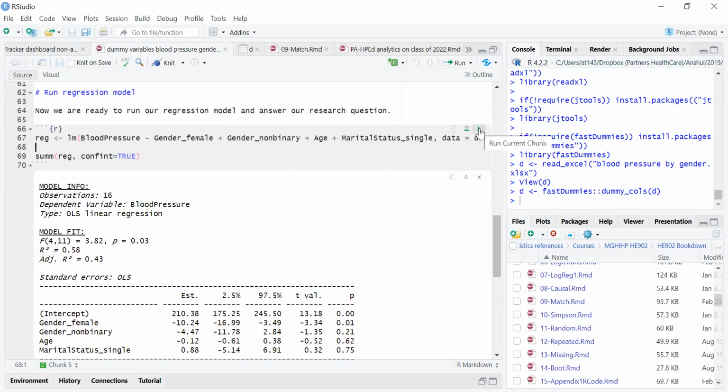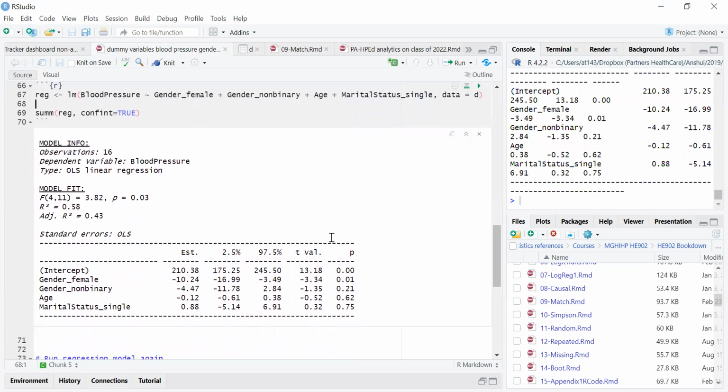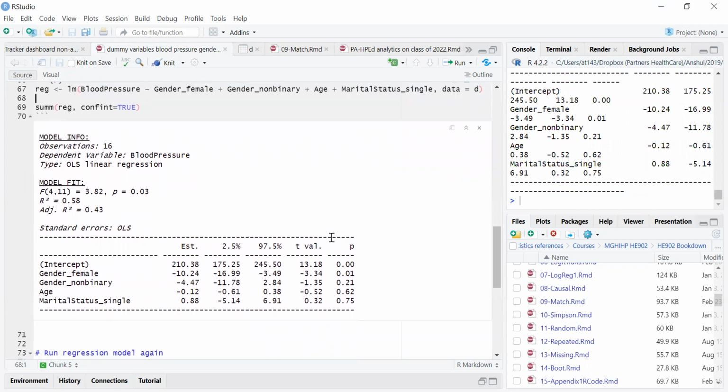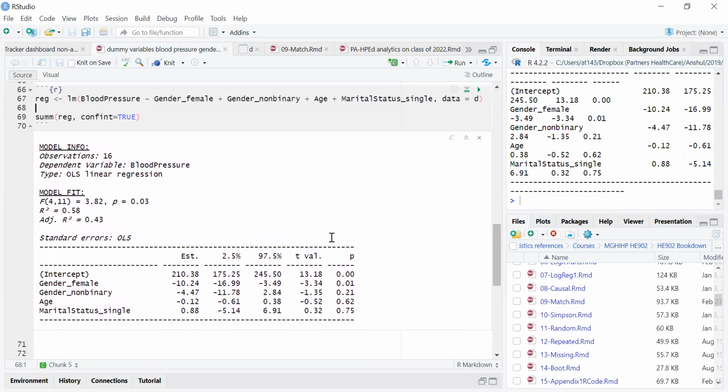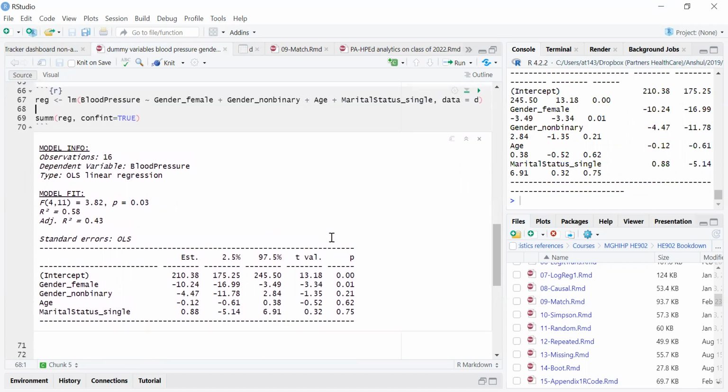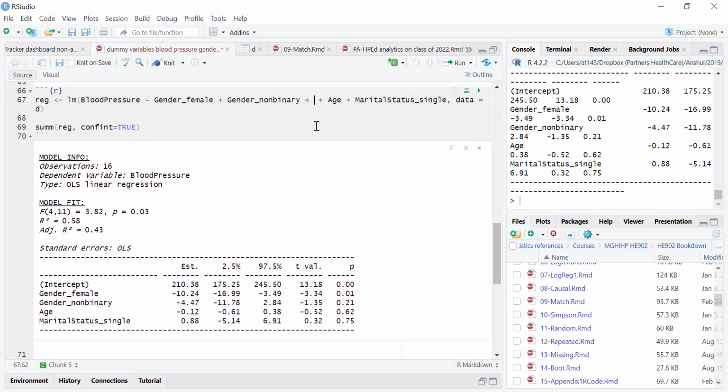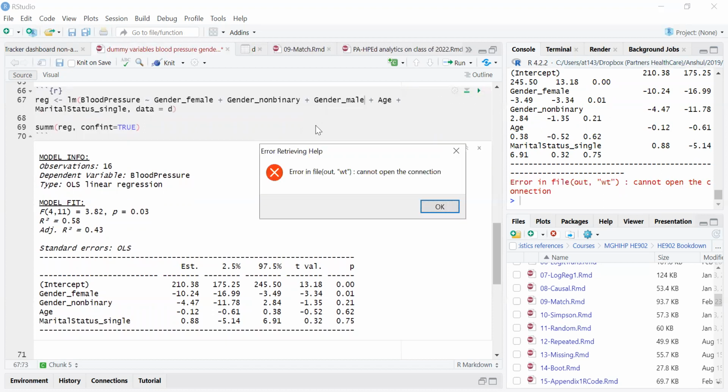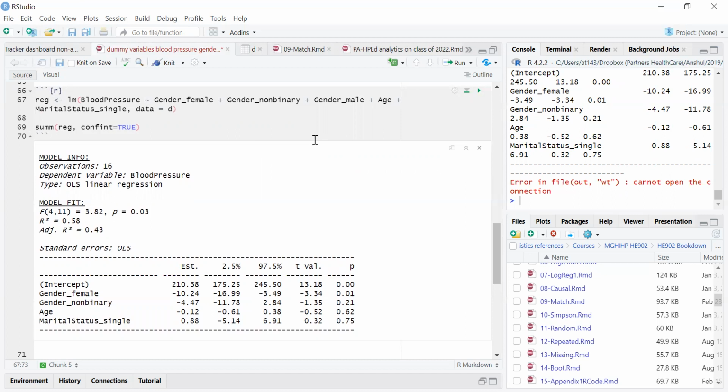Actually, you can see it's already there from when I ran it before. I'll just run it again, and we get the same thing here. So that's our result, and we're going to spend some time in a minute or two looking at these results more carefully and understanding how to interpret them. But first, I just want to point out a couple of things. So let's try this. Let's say we had included the male variable as well. So I'm going to type gender underscore male. Whoops. We'll get that out of the way.